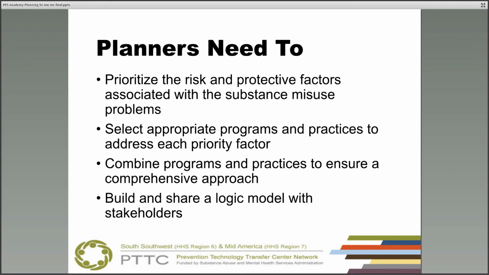The risk factors can be something that someone has internally as an individual, but there are also family risk factors, school risk factors, societal risk factors, and so you really have to combine programs and practices to ensure a comprehensive approach. Very rare that just doing one thing, for example, just doing a prevention program in the high school is going to have an effect on the entire community. That prevention program is important, but it needs to be combined with lots of other efforts that are going on in the community.